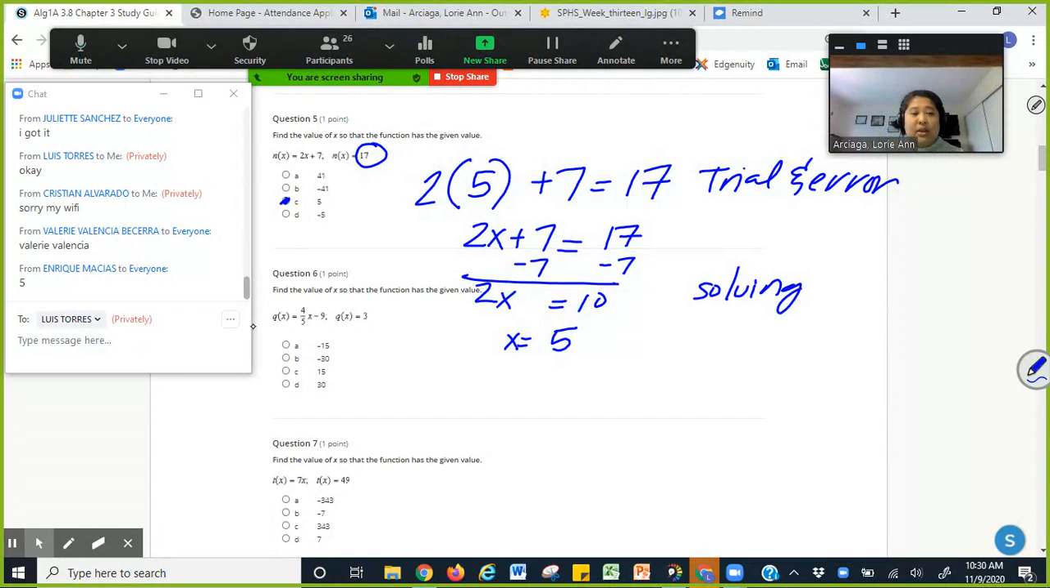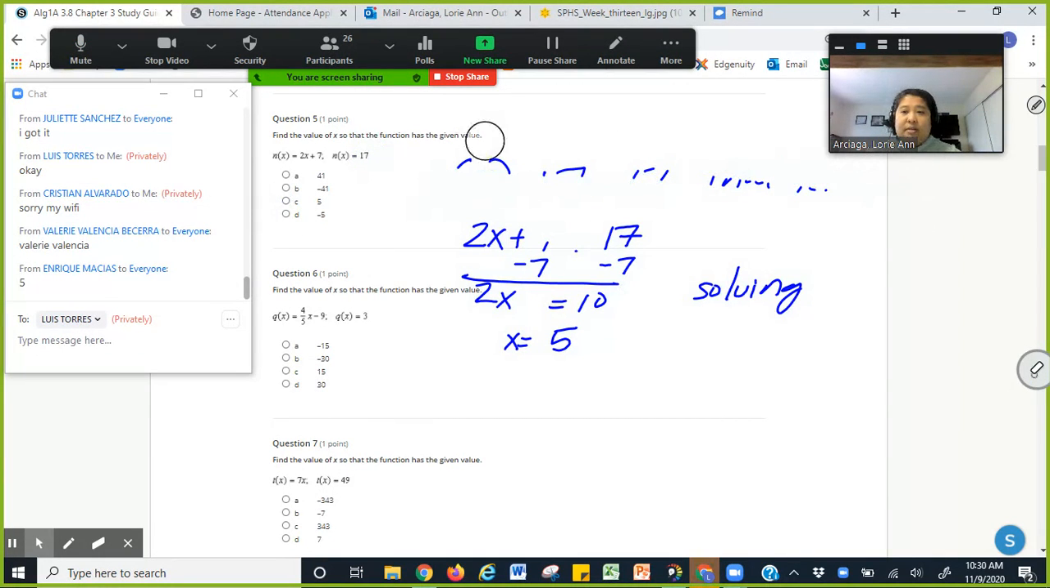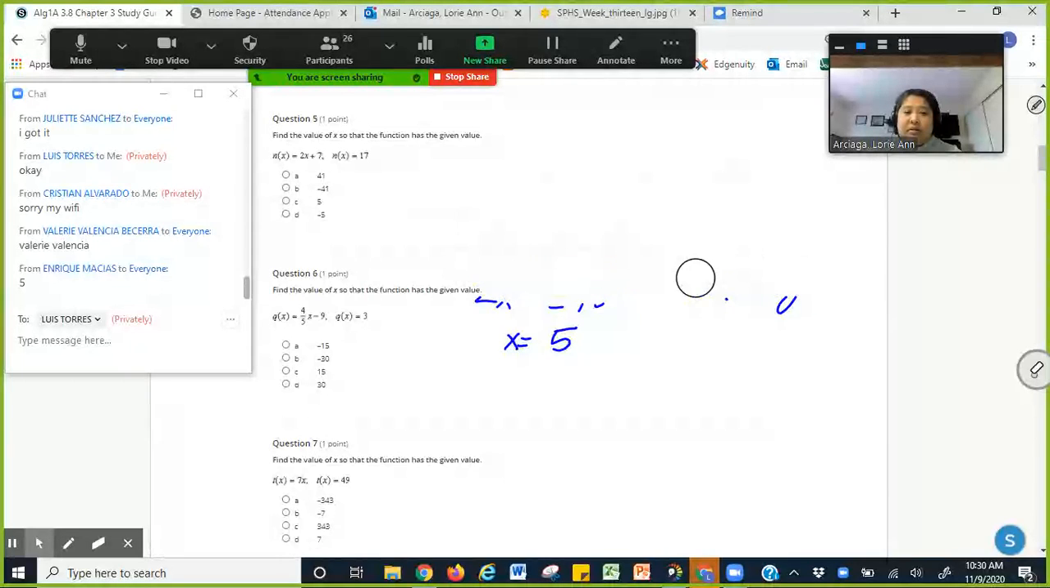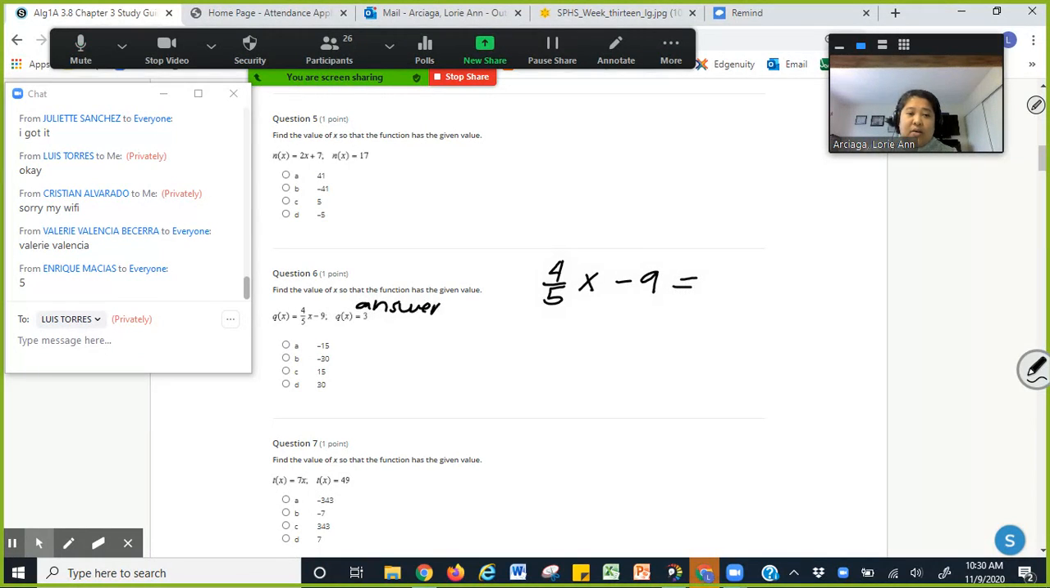Okay? Next, same thing. Number 6, find the value of x so that the function has the given value. So let's do that. You can again just plug them in one by one to get the answer. Okay, so let me show over here how to solve it. 4 fifths x minus 9, and then we want the answer. This is the answer right here. We want the answer to be 3. Okay, all right, so let's do that. You move this over, you add 9, right? So you get 12, and then you have 4 fifths x.